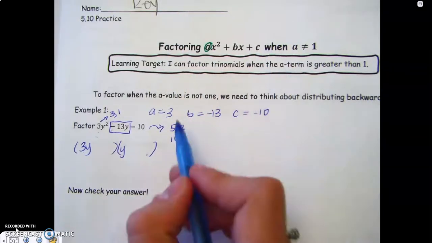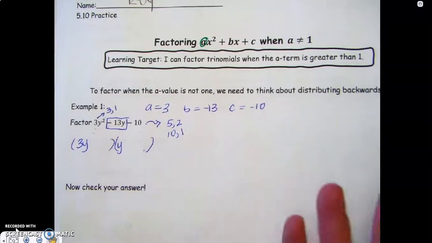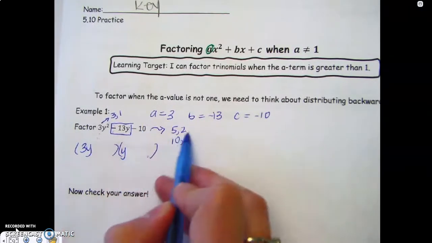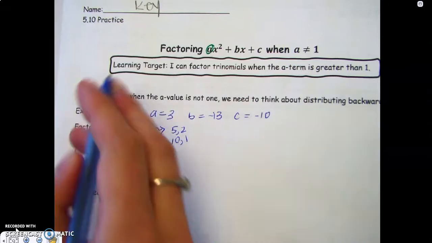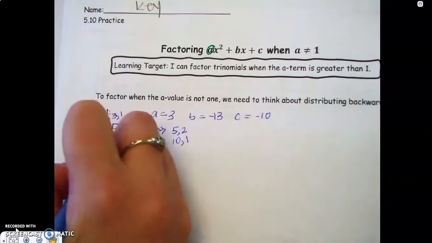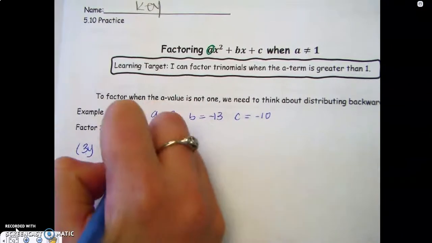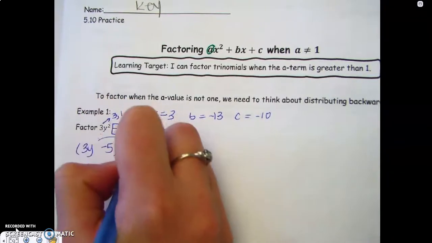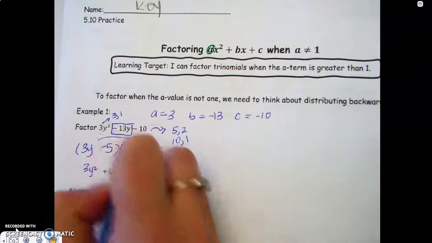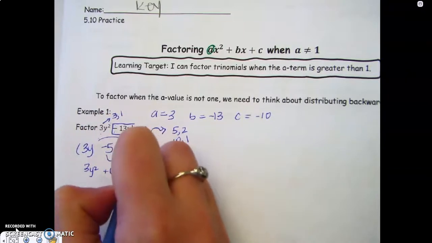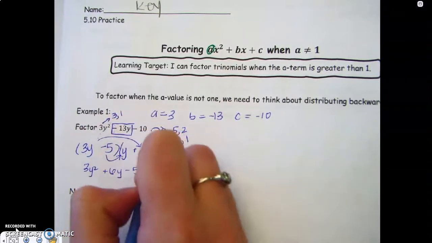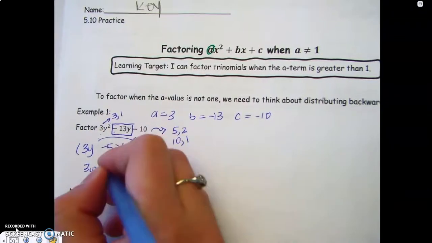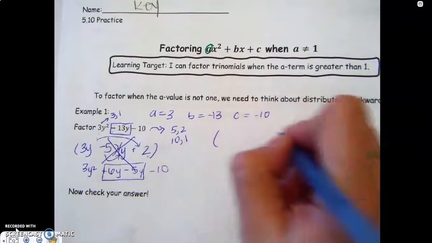So I might just start plugging numbers in. I know if my product is negative, that one of my numbers will be negative. So let's try negative 5 and positive 2. So if I put those in, I get 3y squared plus 6y minus 5y minus 10. These do not equal negative 13, so I know that this is not correct. All right, so I'm going to try again.